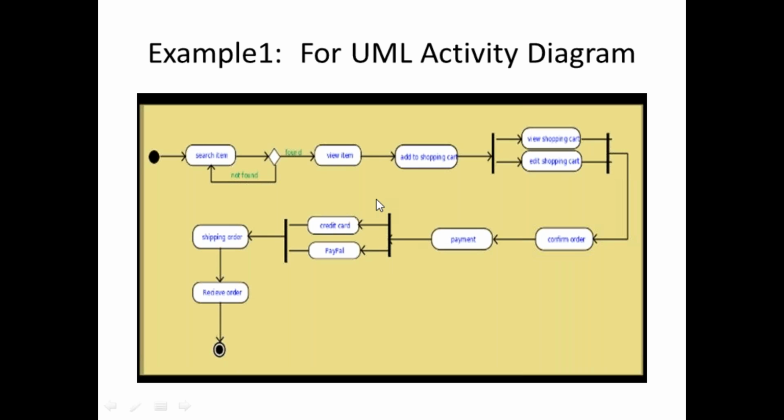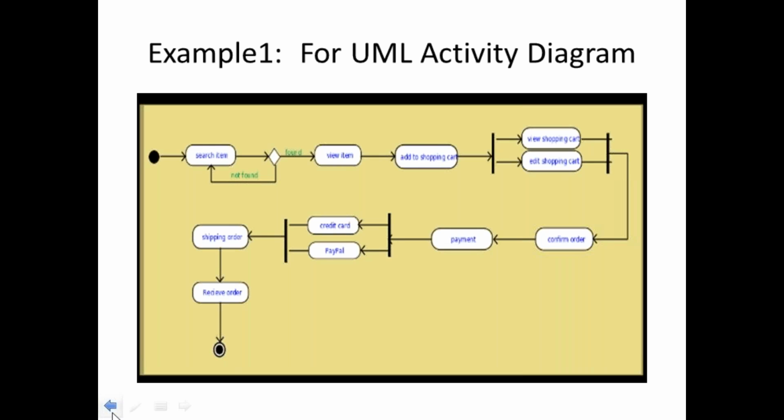So the user would make payment by using any of the alternative flows. We will not use all the flows. We will be using any one of the alternative flows, either through credit card or through PayPal, any option. Then shipping of the order and receival of the order. With that, the process comes to an end.